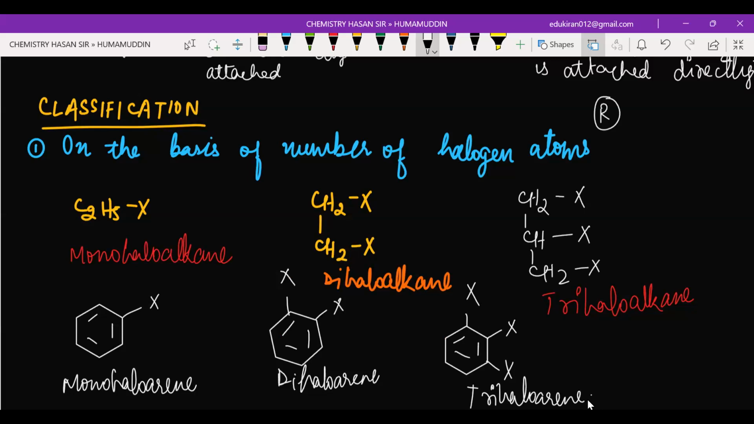So the first classification is on the basis of number of halogen atoms. Please do write it. Let me know when you are done with this.